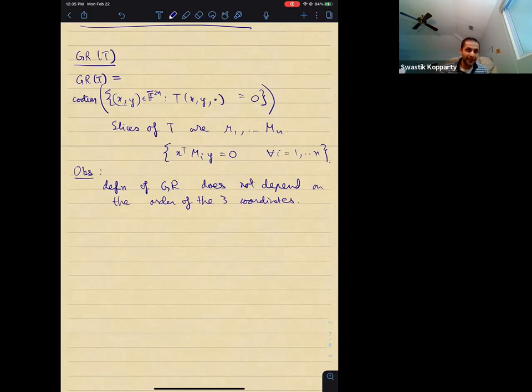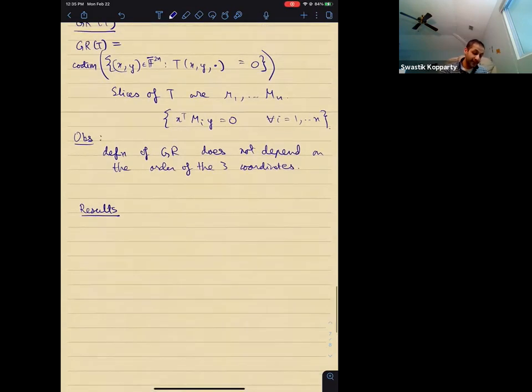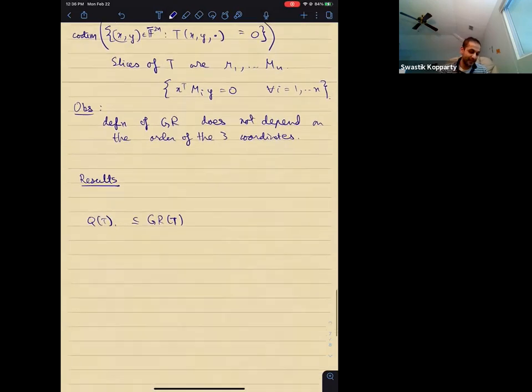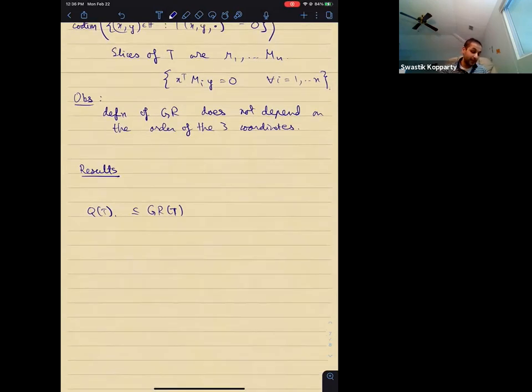But before I prove it, let me tell you what our main results are. The first is the geometric rank is an upper bound on subrank, just like all the other ranks that we saw. Geometric rank is also at least as large as the subrank. So this is 1.